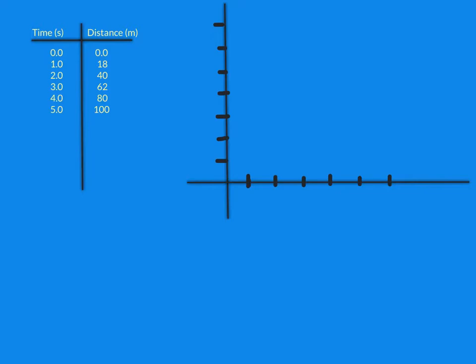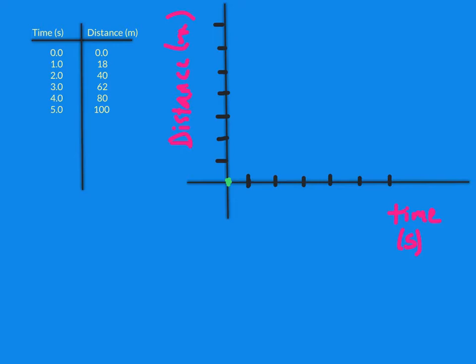One of the things that you want to do is make sure that you're labeling the axes on your graphs. So in this case, I'm going to place time on the x-axis, and you also want to include units in those titles. And we'll place distance on the y-axis, and again use units. Sorry for my messy handwriting.